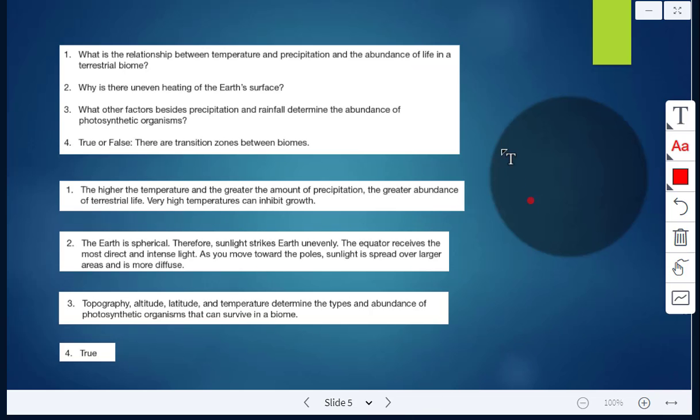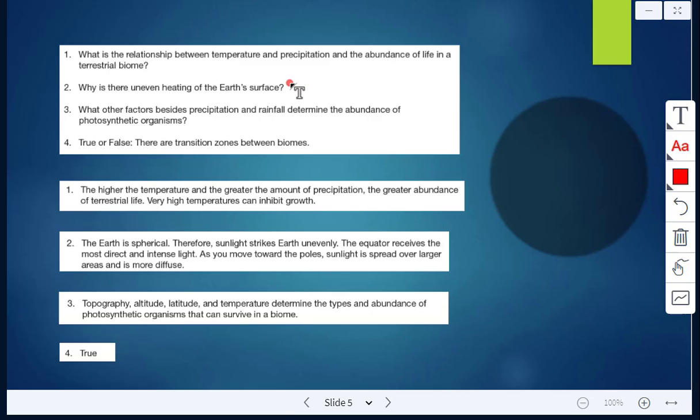All right, so just some questions here. Question number 1, what is the relationship between temperature and precipitation and the abundance of life in a terrestrial biome? So basically, the higher the temperature and the greater the amount of precipitation, the greater the abundance of terrestrial life. But keep in mind that very high temperatures can inhibit growth.